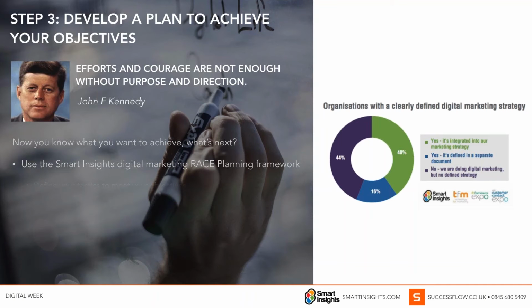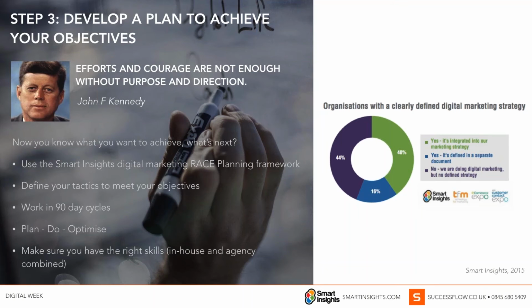So, step 3, develop a plan to achieve your objectives. So, you know what you want to achieve, so that's clearly got to be next. What is the plan? Now, look on the right-hand side there. That graphic again is one from Smart Insights. They do some great research, and this is no exception here. So organizations with a clearly defined digital marketing strategy: we have 16% yes, it's defined and in a separate document, 40% yes, and it's integrated into our marketing strategy, but we have 44% with no defined strategy, kind of broadly in line with what we've seen from the polls.